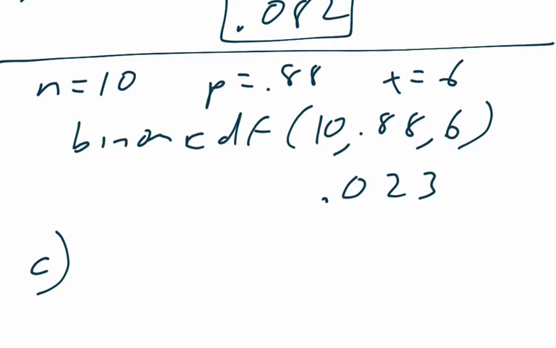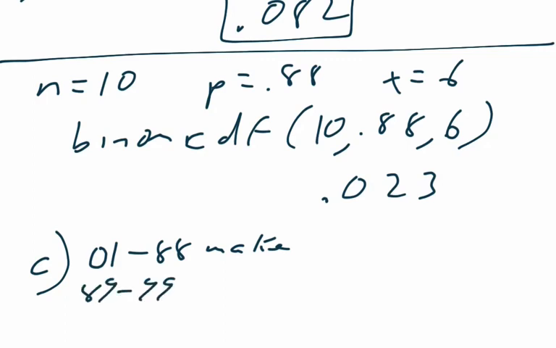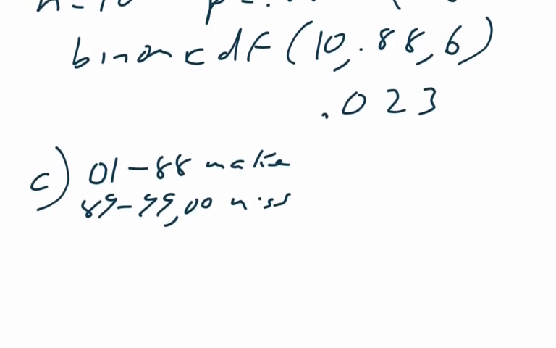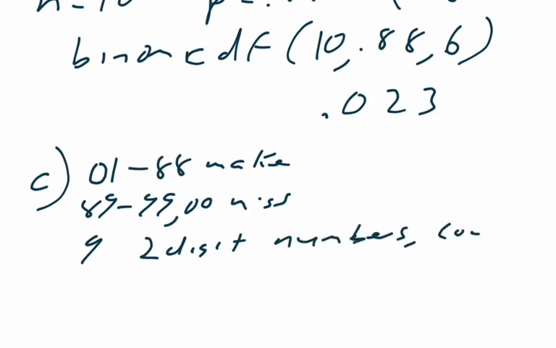For letter C, how would I simulate this? Well, I would do from 01 to 88 is a make, and from 89 to 99 and 00 is a miss. So simulate and then do that for 9 two-digit numbers. Count the makes.